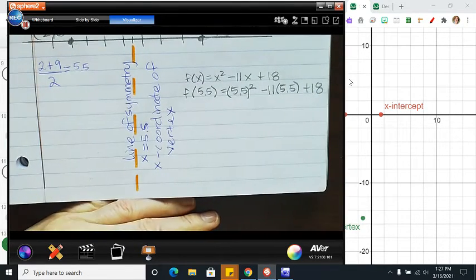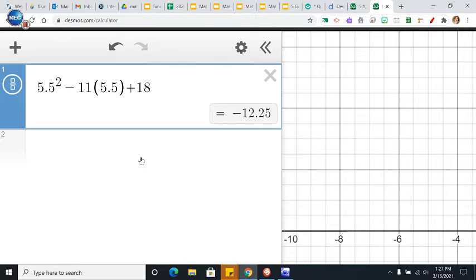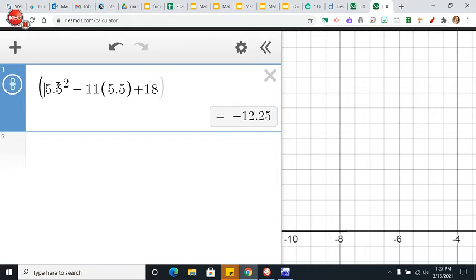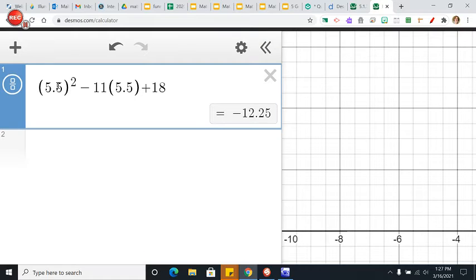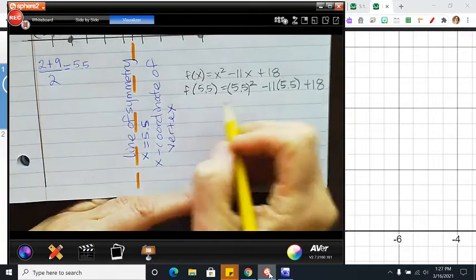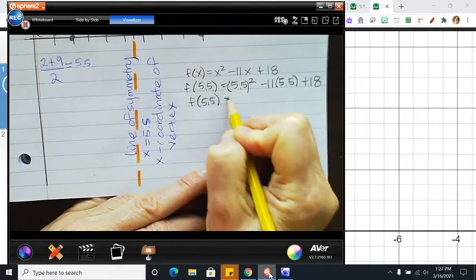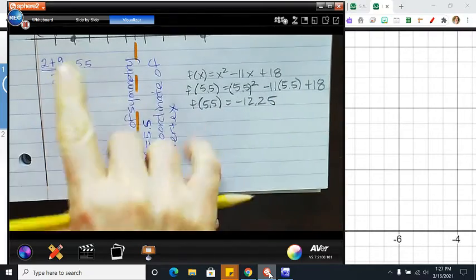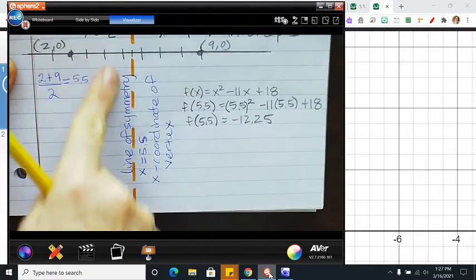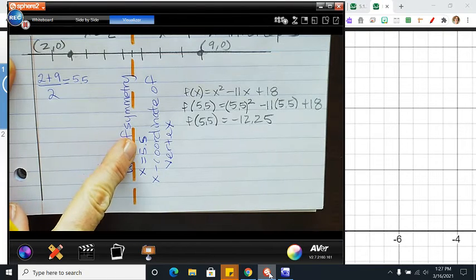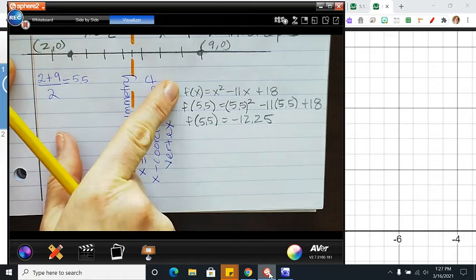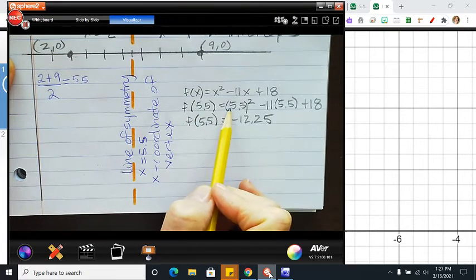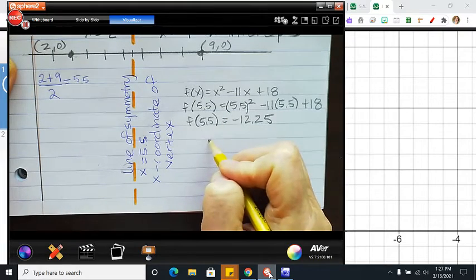Now from that point, if you want to use Desmos to just type that in, I typed in 5.5. Now if this was a negative 5.5, I would have parentheses around that number, because if I didn't, it would not give me the right answer. So my y-coordinate for my vertex is negative 12.25. So for me, f of 5.5 is negative 12.25. So you have your two x-intercepts, you have your line of symmetry, you're going to plug in whatever that x-coordinate is into your equation. Use Desmos. Be careful if this is a negative, put it in parentheses. And that's your vertex.